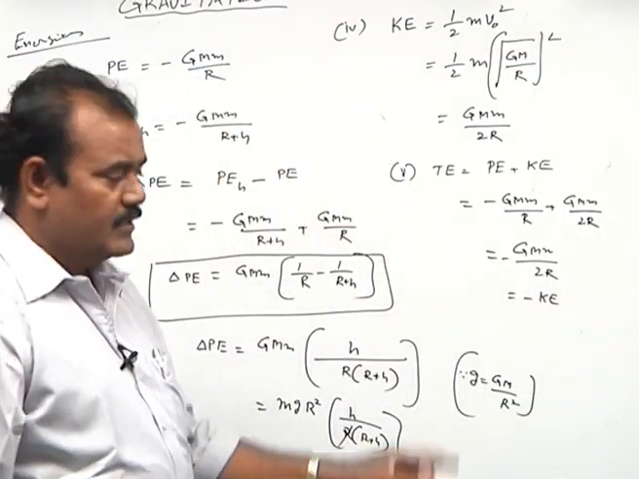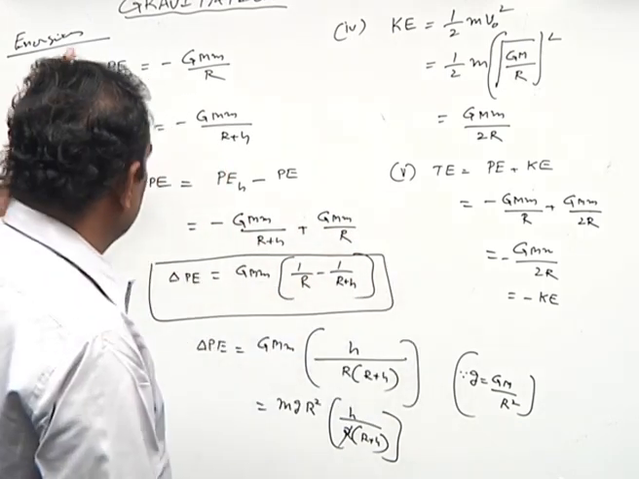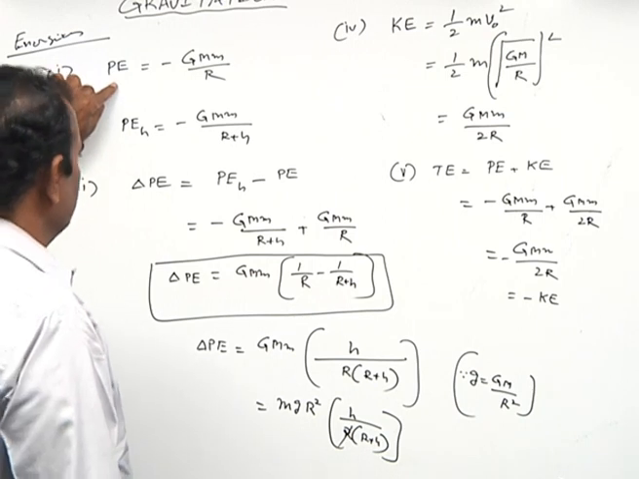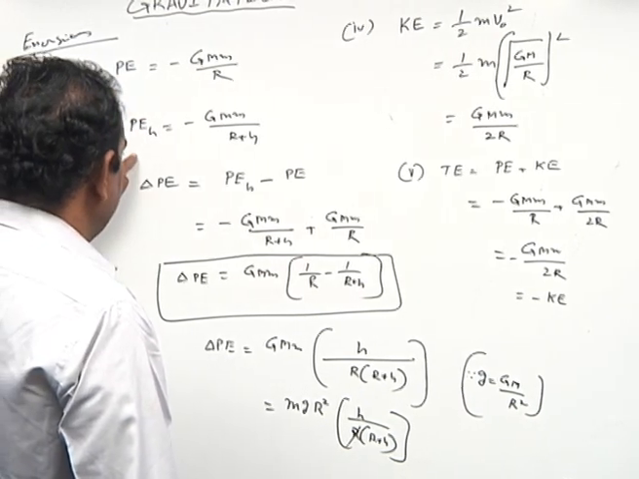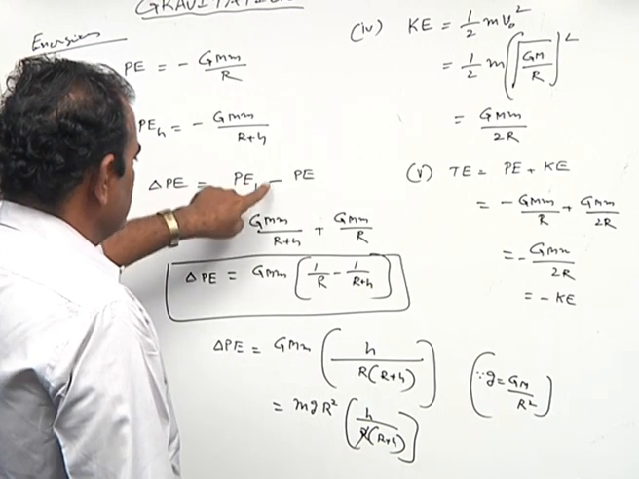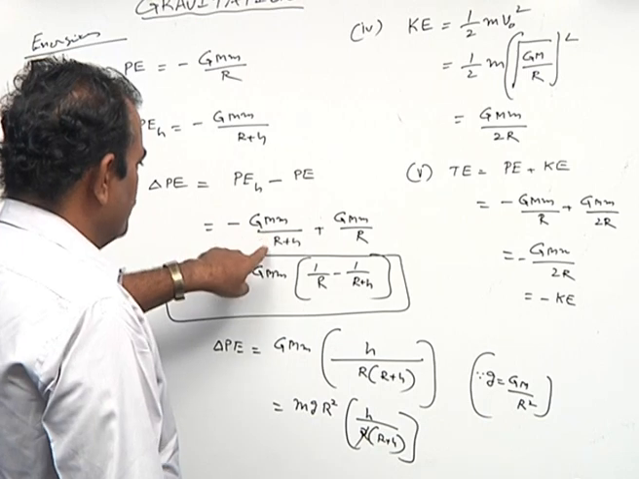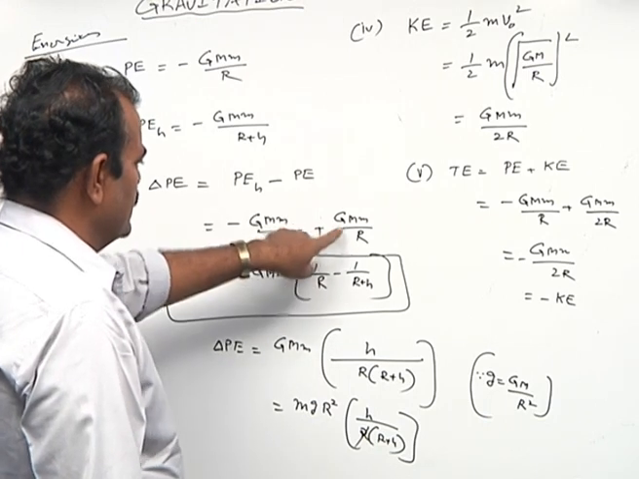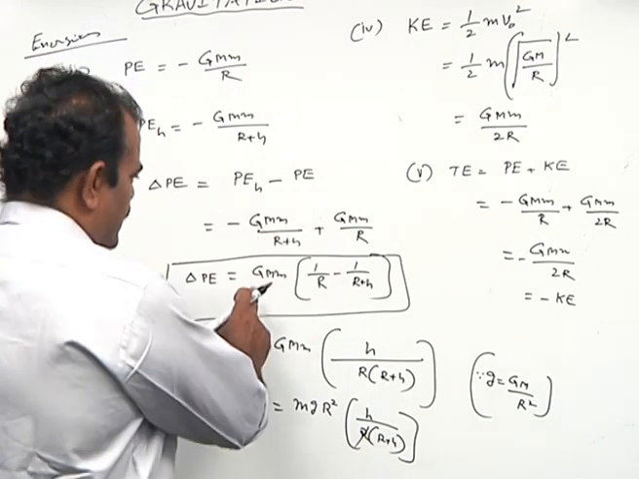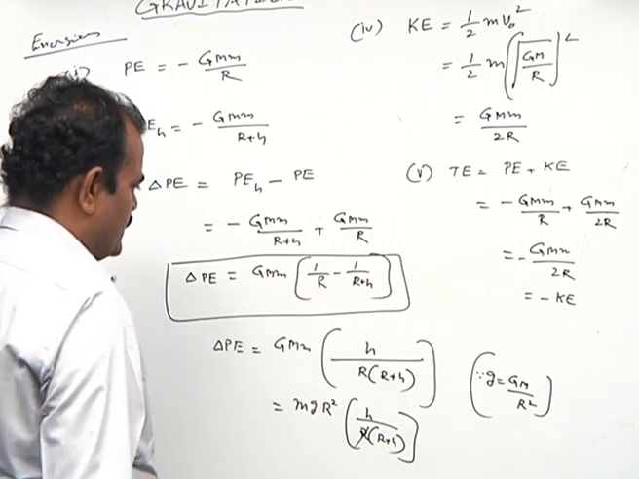So far, regarding the energies of a satellite, we could complete 5 formulae. The first one is on the surface of Earth, and this is at a height, and this is delta PE. Delta PE means the final potential energy minus initial potential energy: minus GMm by r plus h, and minus of a minus becomes GMm by r. Delta PE is equal to GMm of 1 by r minus 1 by r plus h.